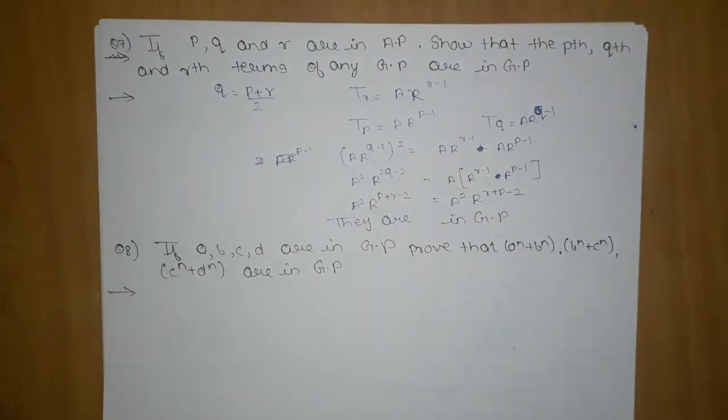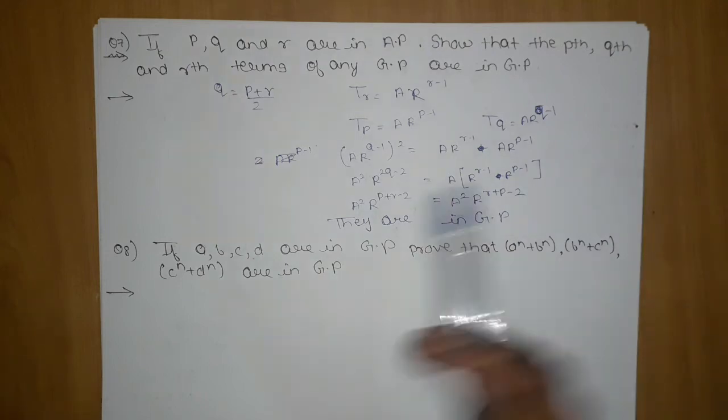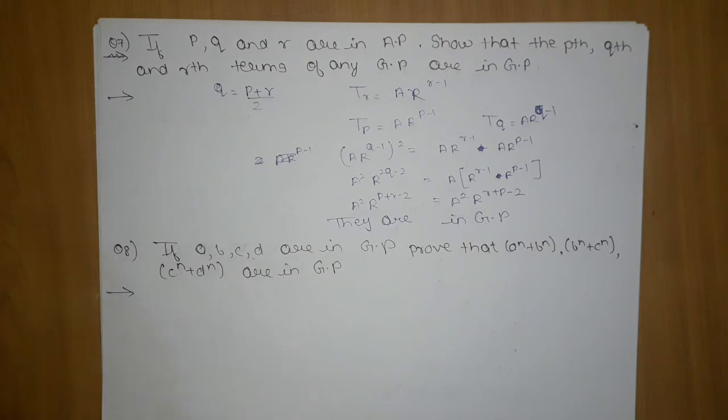So P and Q are terms in AP, and any term P with Q with R a term of any GP, it is in GP. So we have proved that. Even though you don't understand the language of the question, you must understand the basic thing that you have to prove. You know the basic condition of GP, P square equals QR, like AP. You have used the basic things of AP and just a little manipulation, and then you got our answer. Now we will move on to the next question, which is question number 8.